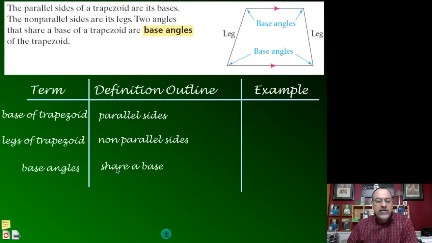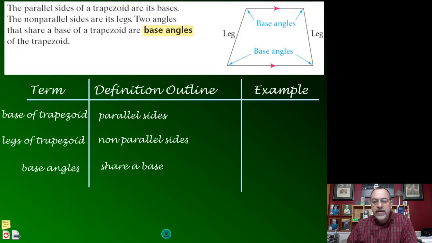And then the base angles share a base. So this angle here is a base angle along with this one. These are the base angles along this base, and these are the base angles along this base. So any two angles that share a base are base angles.